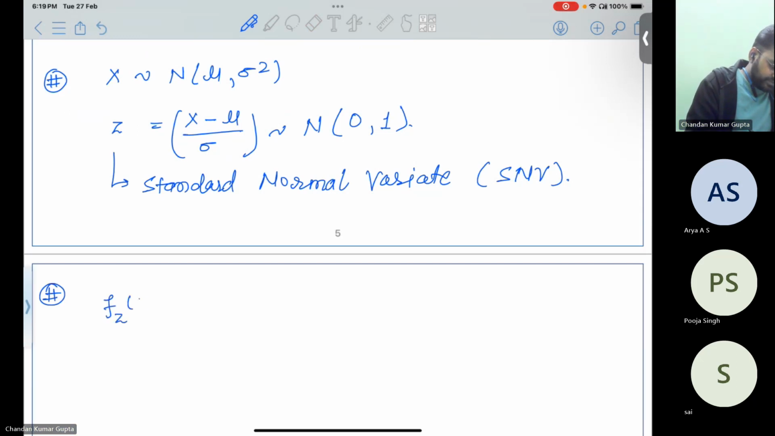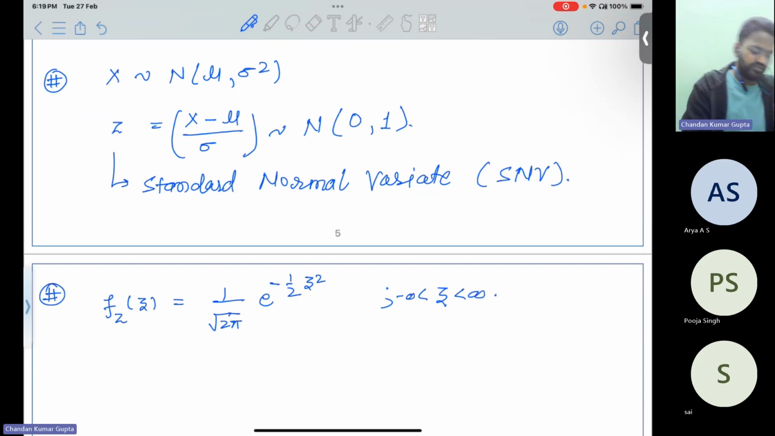So it is 1 upon root 2 pi sigma. Sigma equals 1, that's why it is eliminated. And then e to the power minus 1 by 2 z square, and z lies within minus infinity to infinity.